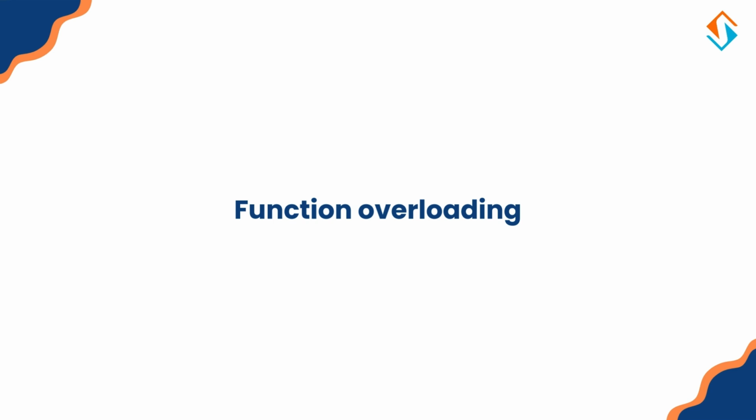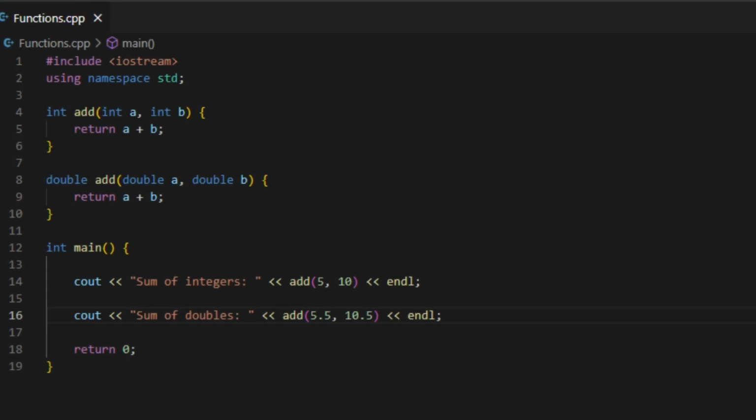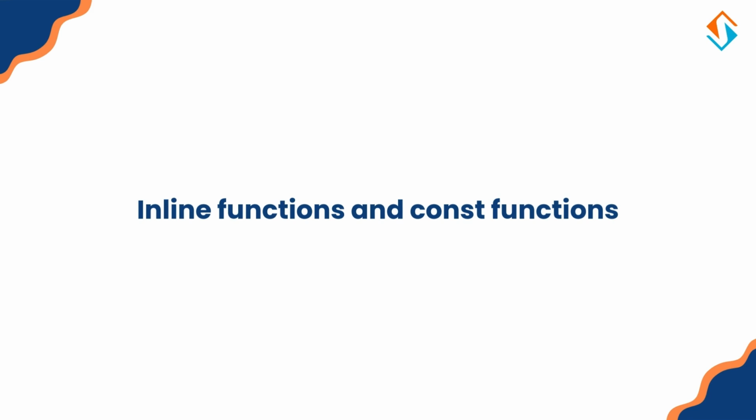Function overloading lets you create multiple functions with the same name but different parameter lists. The compiler determines which function to call based on the arguments. Here's an example. Here, the add function is overloaded. One version handles integers, another handles doubles. When you call add with the arguments 5 and 10, it uses the integer version. When you call add with the arguments 5.5 and 10.5, it uses the double version. Pretty cool, right? Now let's talk about inline functions and functions with the const keyword.